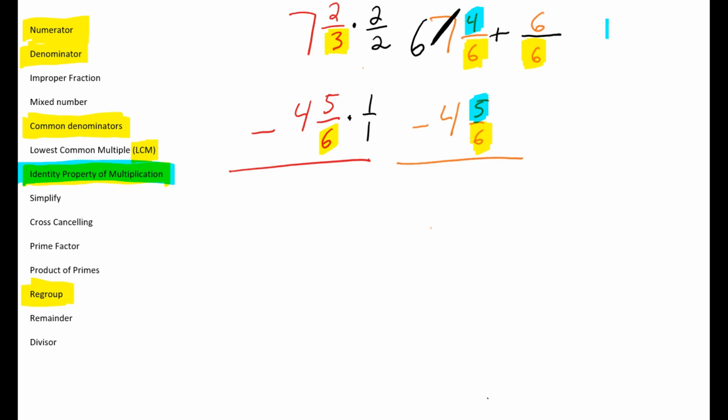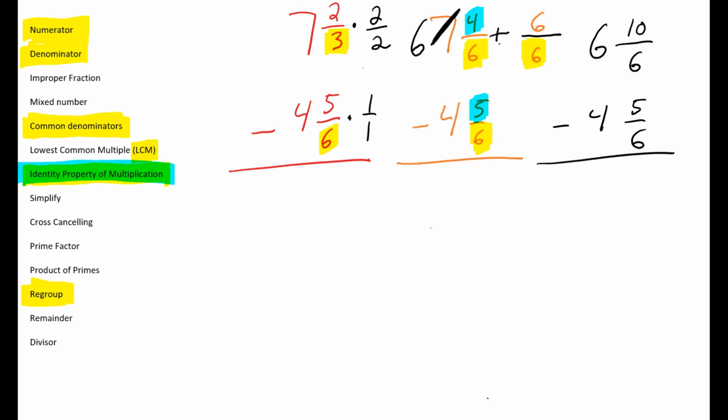Okay, so over on the side, I'm going to bring my whole number over, 6. All right, bring my whole number over, which is 6. And then I'm going to add my numerators. 4 plus 6 is 10. Of course, my denominator stayed the same. I still have 6 pieces. Minus 4 and 5, 6.